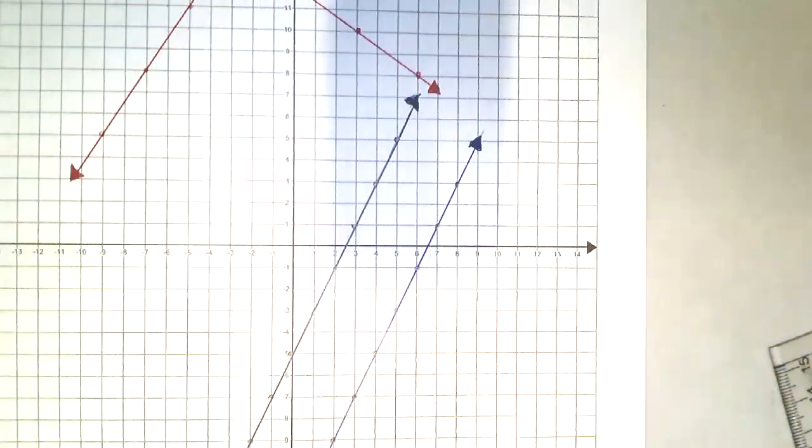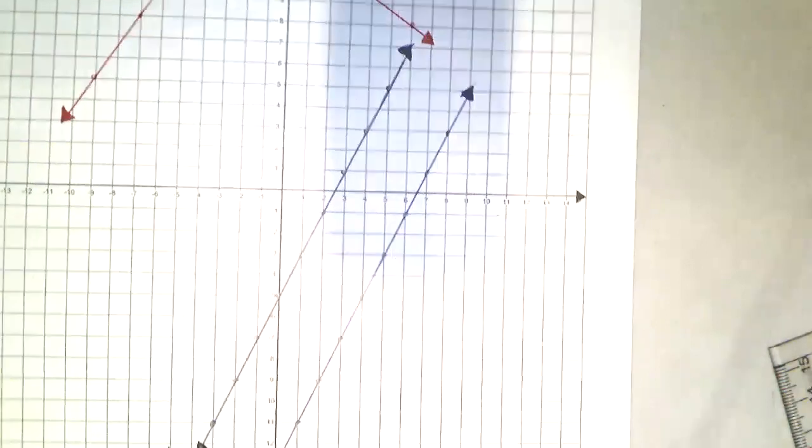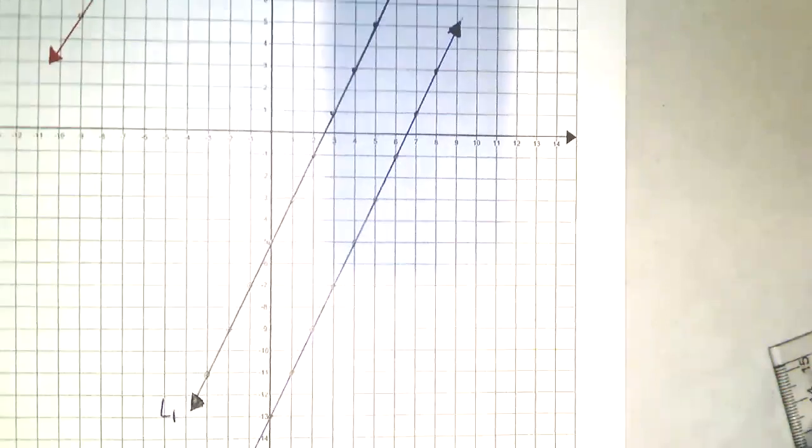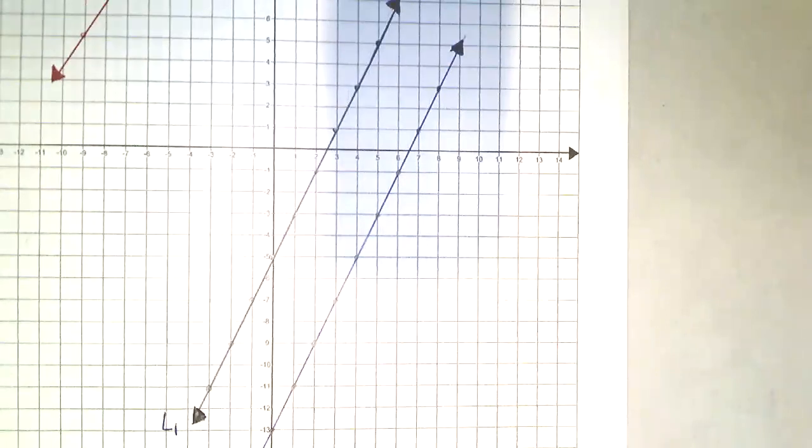I made a graph here of a couple lines, and I want to do a little bit of review at the same time that I'm going to be teaching you something new. So we're going to have a little bit of everything here. So let's look very closely at these two lines.